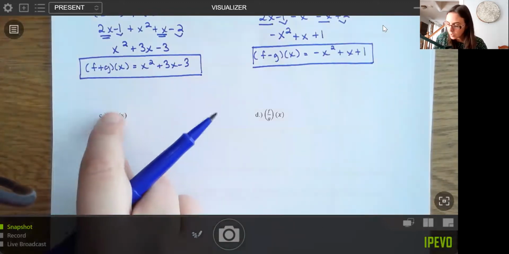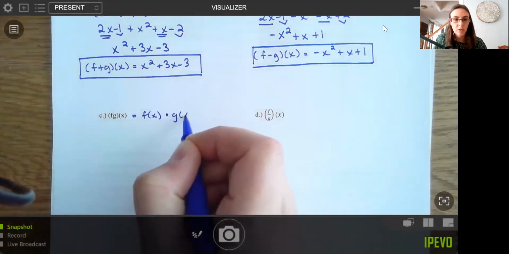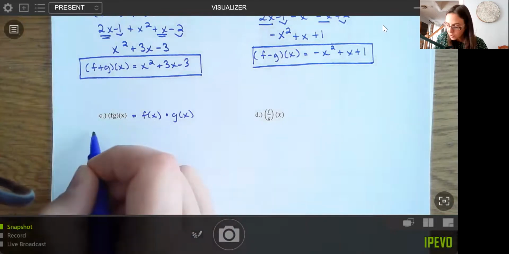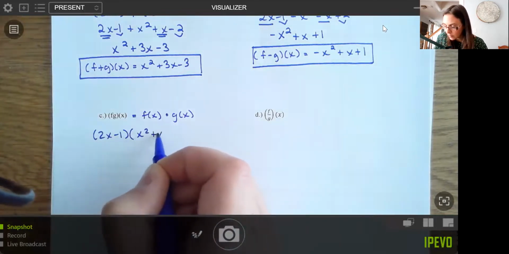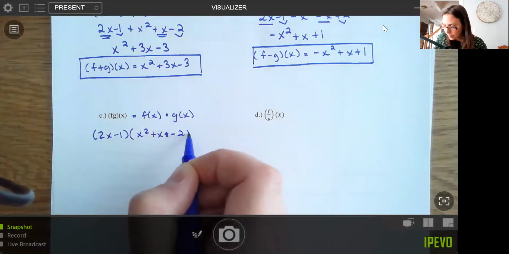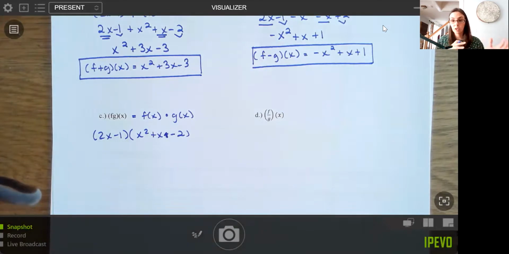Here I see multiplication. So you're going to take the f of x function and you're going to multiply it with the g of x function. The f function is 2x minus 1. And the g function is x squared plus x minus 2. Now here I have to actually multiply and distribute everything out. So it's going to take a little bit of time, but we can do it.